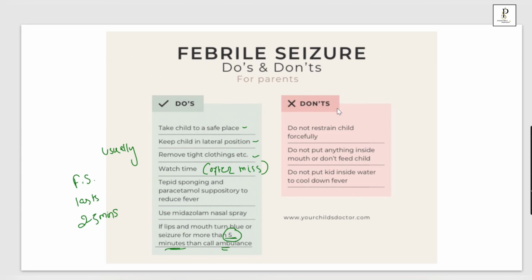Don'ts of febrile seizure: do not restrain the child forcefully. That is the first thing. Do not put anything inside the mouth. Do not give any food or medication orally. That will cause aspiration. So don't do that. Also do not put the child inside water to cool the child. This also you should not do.